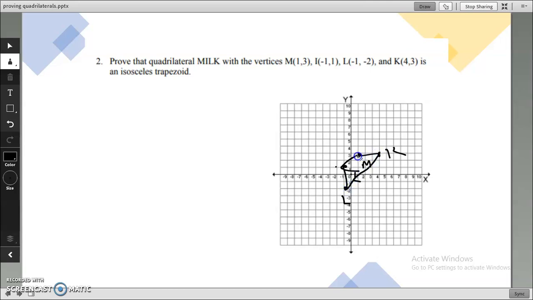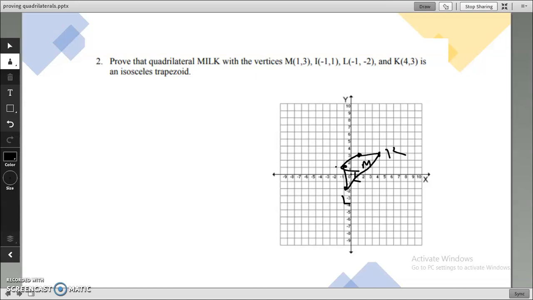Of course, with my drawing, it's hard to tell, right? So we cannot rely on our drawings. Hopefully you are better at drawing a straight line than I am when it comes to using my finger on this whiteboard. But let's continue on.